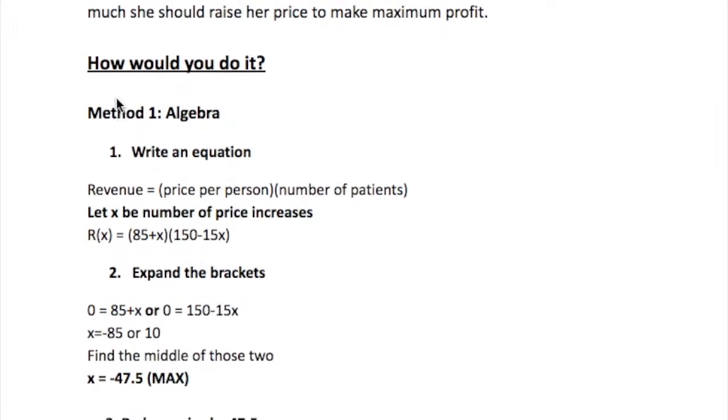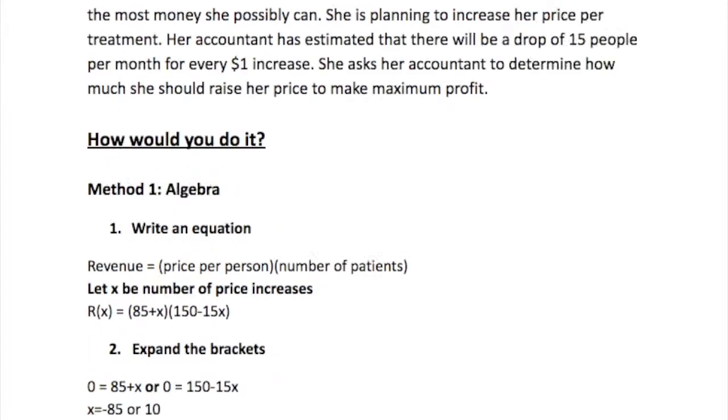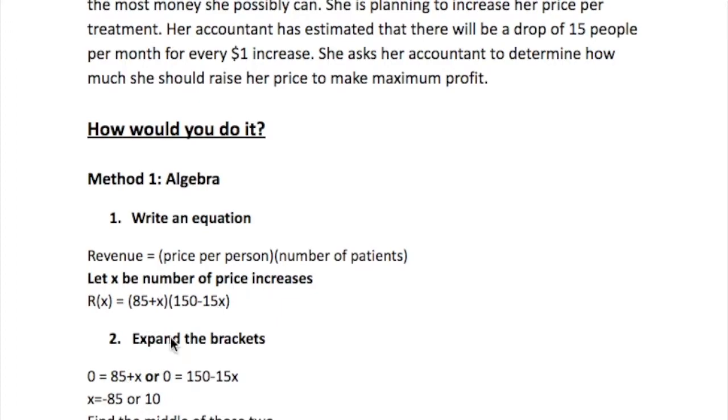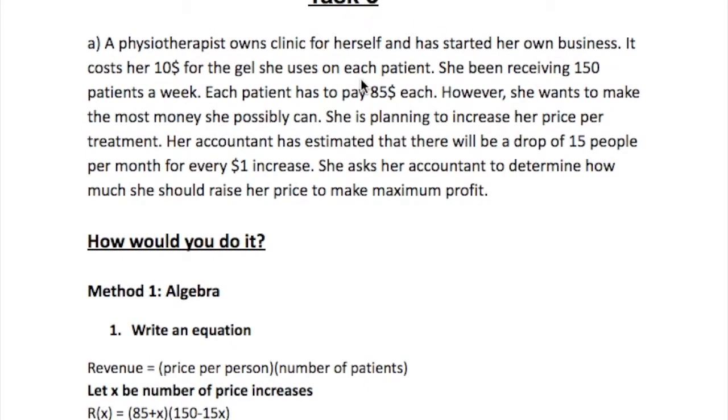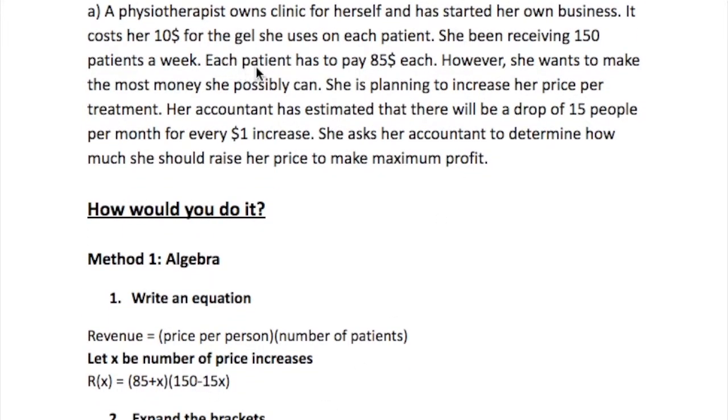Method 1, algebra. Firstly, in this method, we would have to write an equation. Revenue equals price per person times number of patients. Let x be the number of price increases. Now let's sub this situation into this equation. So, price per person. Each patient has to pay $85 each, so 85 plus x. Now, let's move on to the second one, number of patients.